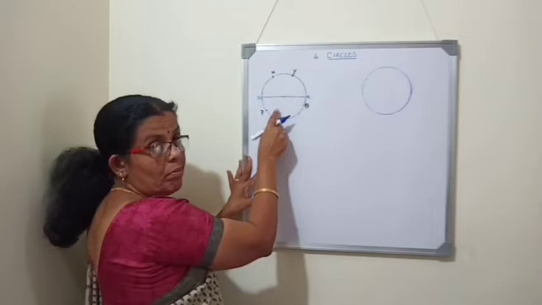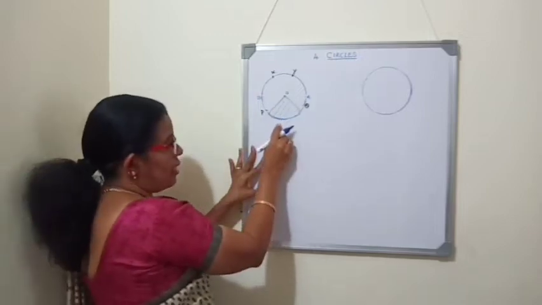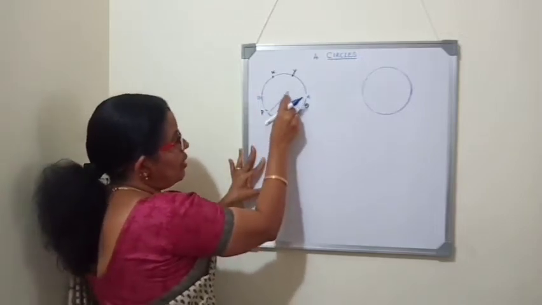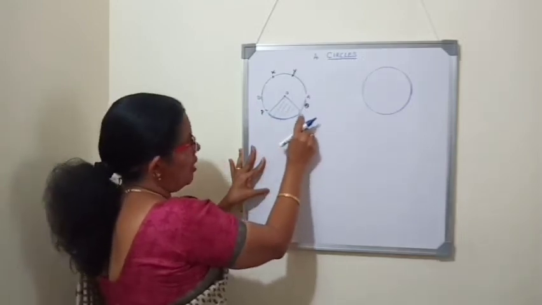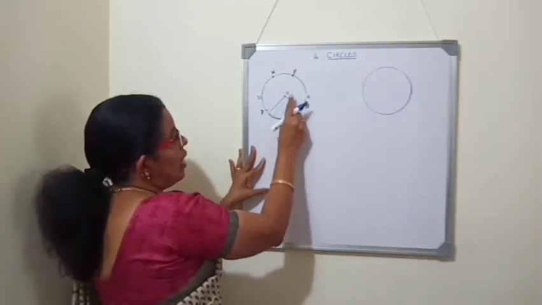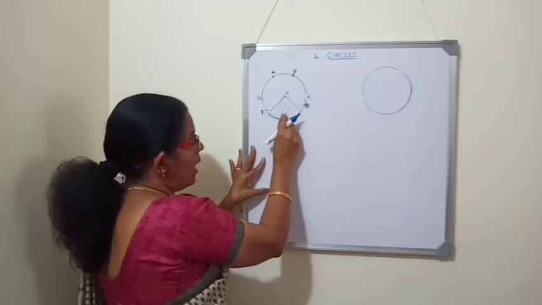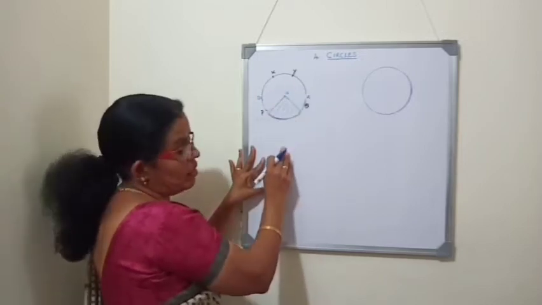Next is sector. What is a sector? A sector is the region between 2 radii and an arc. So this part is called a sector. So a sector is the region between 2 radii and an arc. In the same way, here also there are 2 sectors. This is the minor sector and this is the major sector.